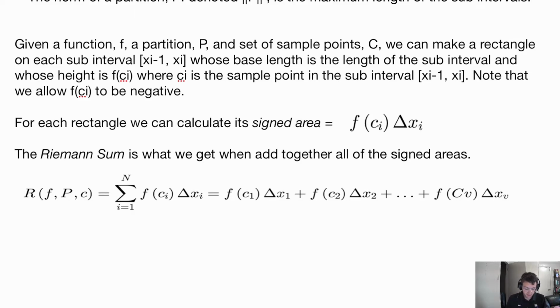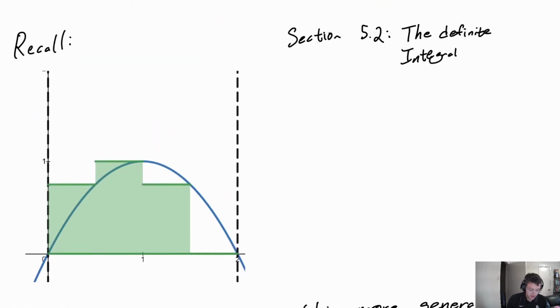So if you remember, back in the past, we were doing a very similar process. We were just constructing a bunch of rectangles back in the day in section 5.1, and all the base lengths were the same, and for the height, we would either use the right endpoint, or the midpoint, or the left endpoint. We're doing something really similar here, except the base lengths aren't all the same. We get to choose the base lengths, and instead of just being forced to use right endpoint for everything, or midpoint for everything, or left endpoint for everything, we can pick any point in our subinterval.